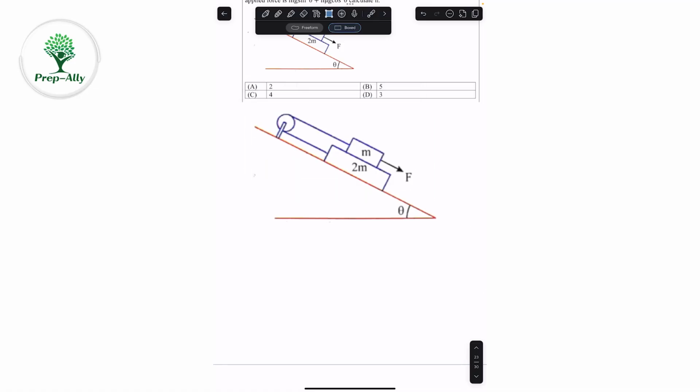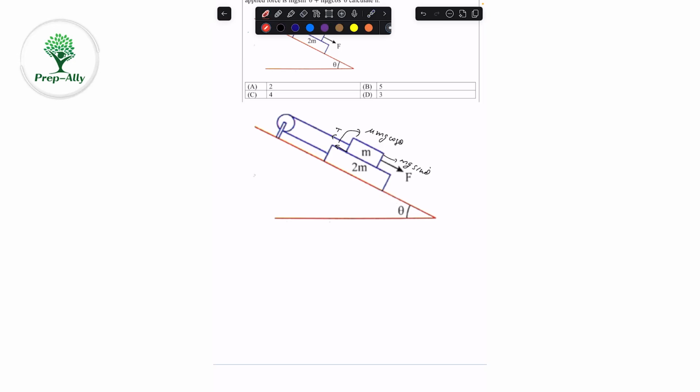now if we draw all the forces acting on these blocks when they try to move, here is one tension. This block will have its own mg sin theta in this direction, and it will have a friction backward. That friction will be equal to mu mg cos theta. Why is this friction backward? Because it is trying to go forward, and if this goes forward, this string will go forward and this other block will come backward. That means it will have a friction backward.